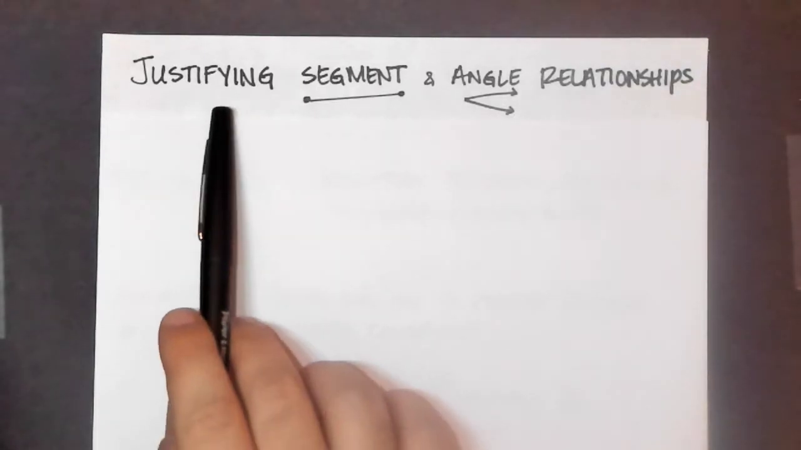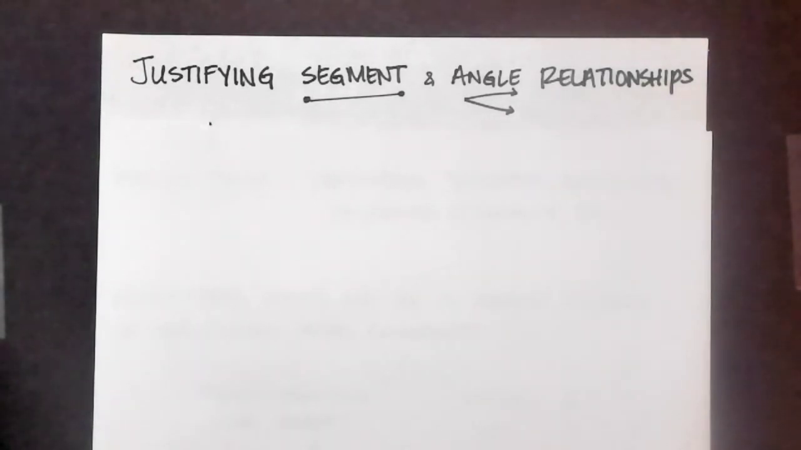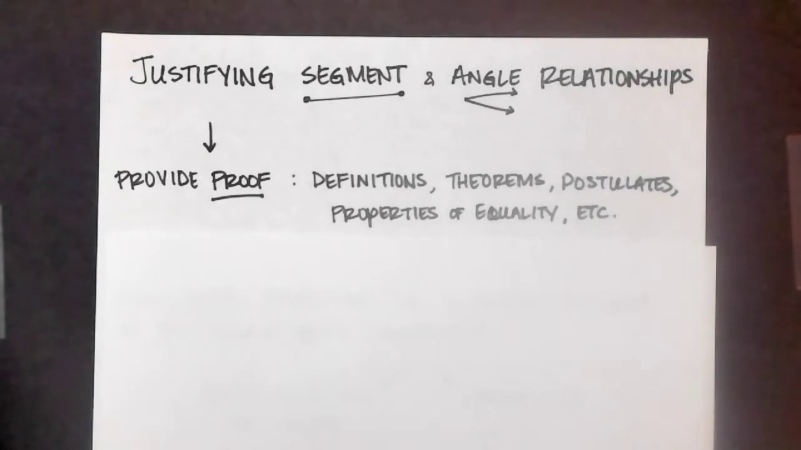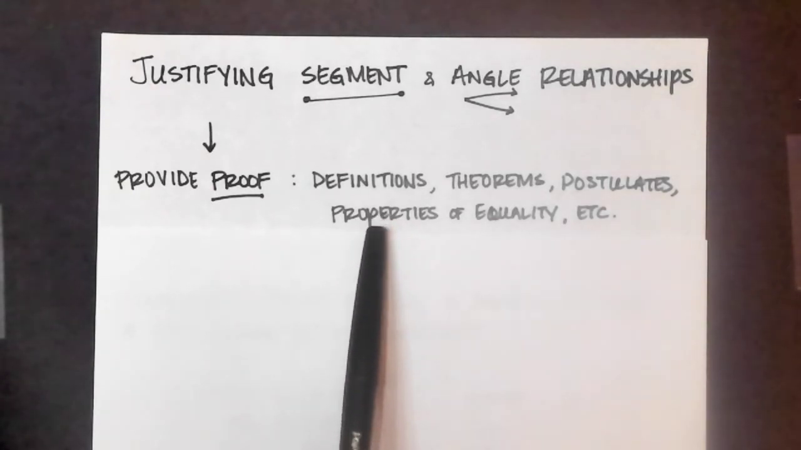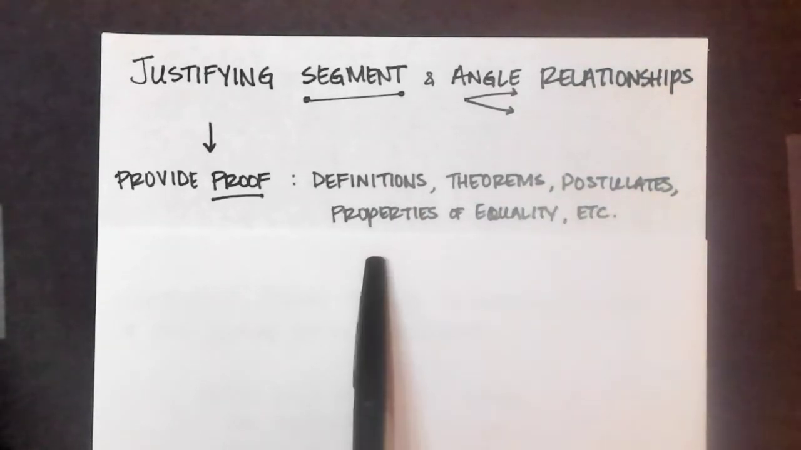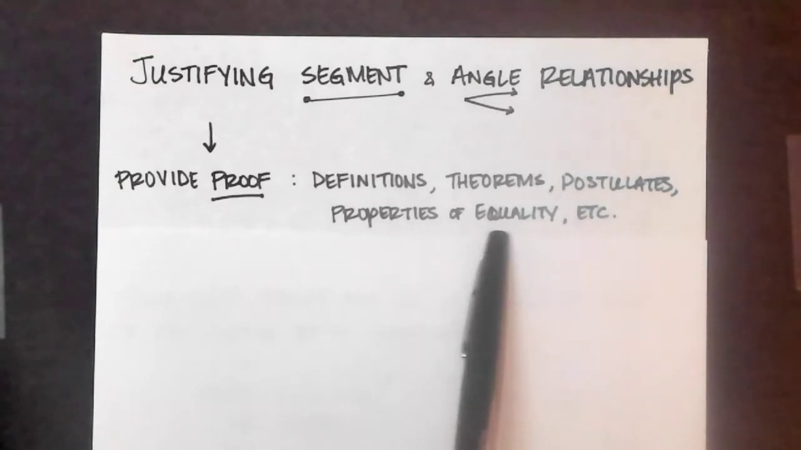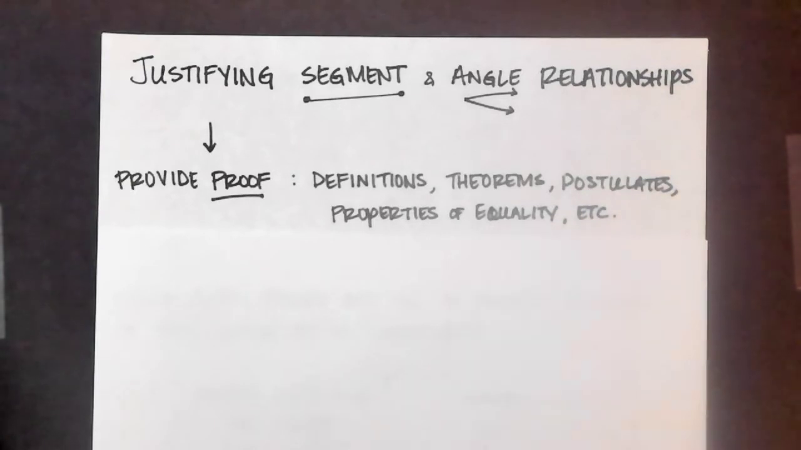Today we're going to talk about justifying segment and angle relationships. Now, justifying just means that you're providing proof of the statements that you're making. Some of the justifications we are going to provide in these segment and angle relationship proofs are things like definitions, theorems, postulates, and properties of equality. Right? And you've seen some of those in the algebraic proofs that we've done this week.